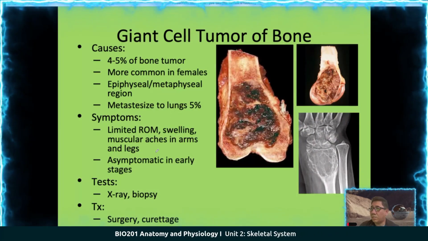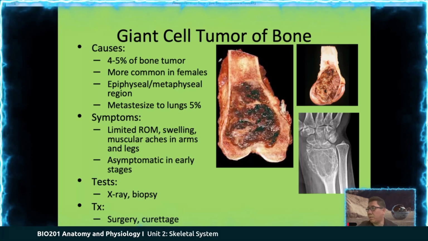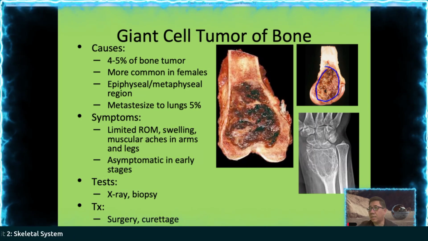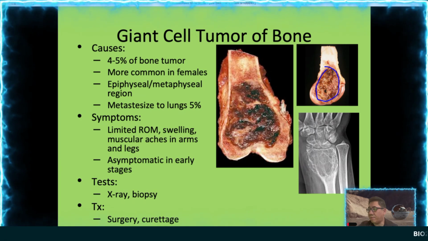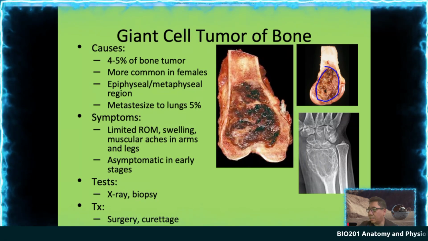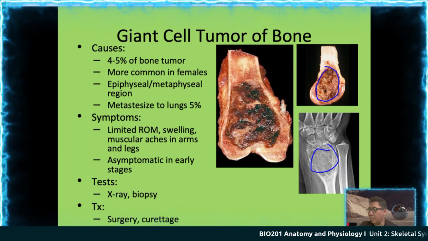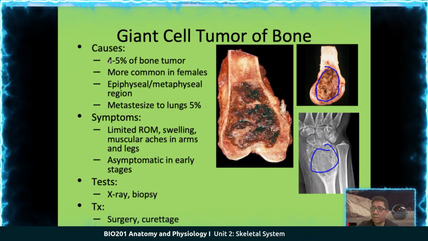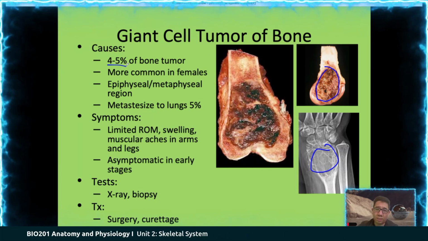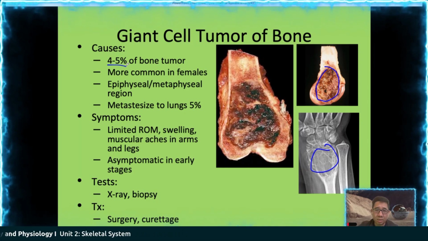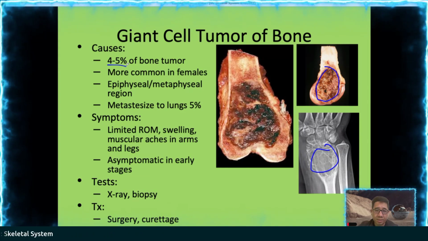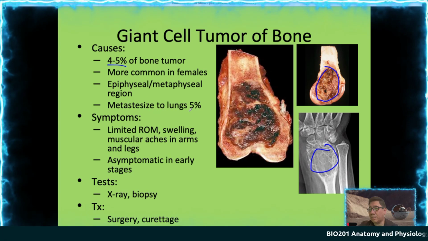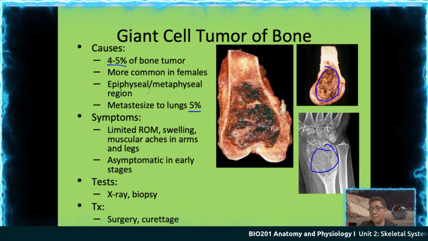Next one is called the giant cell tumor of bone. This is where you have a bone tumor at the end of your epiphysis, right at the end of your long bone. Very rare, 45% of bone tumors, so it's not that common, but it usually happens quite a bit in kids. It can metastasize to the lungs, only 5%.